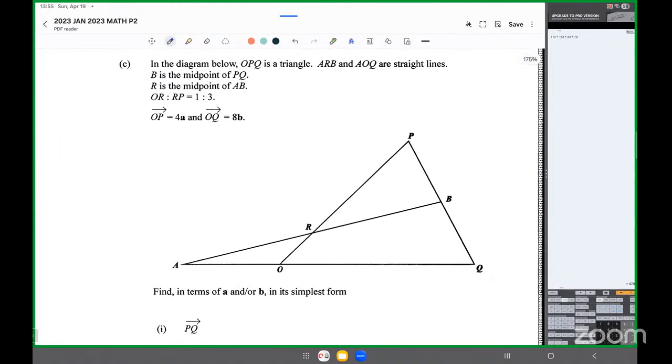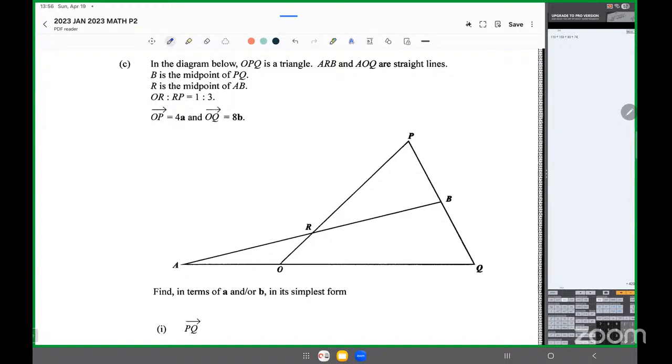It says, in the diagram below, OPQ is a triangle. ARB and AOQ are straight lines. Everything that's said up here is on the diagram, right? These are straight lines. It says B is the midpoint of PQ. So B is the midpoint of this line, so this length and this length are the same. That's obvious. And it says R is the midpoint of this line, so this length and this length are the same.